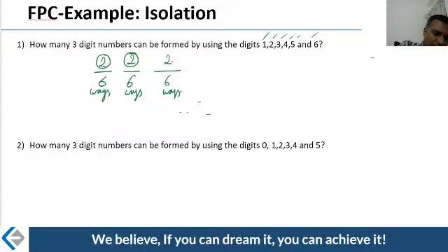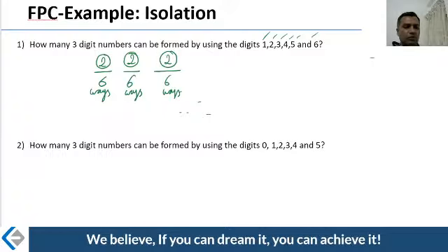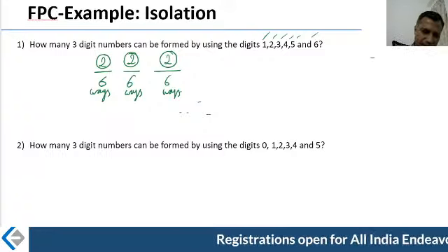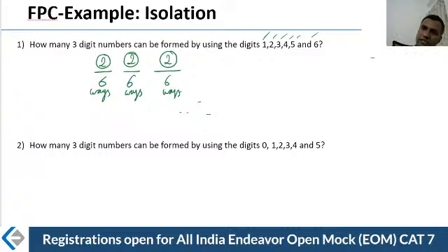Why do you say so? Can I write a 2 again? Of course, absolutely, yes, you can write it. Is 222 a 3-digit number? Why not? It is also a 3-digit number. Therefore, first place can be filled in 6 ways, second place in 6 ways, and the third place can also be filled in 6 ways. Good. Now the principle comes into play.